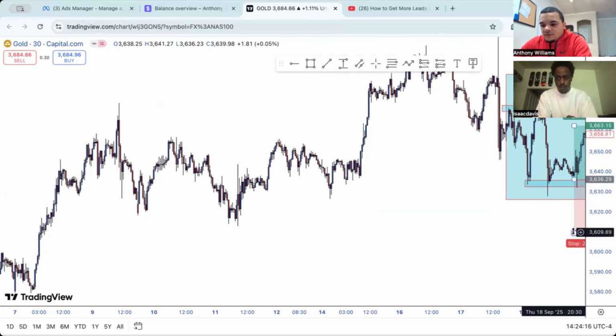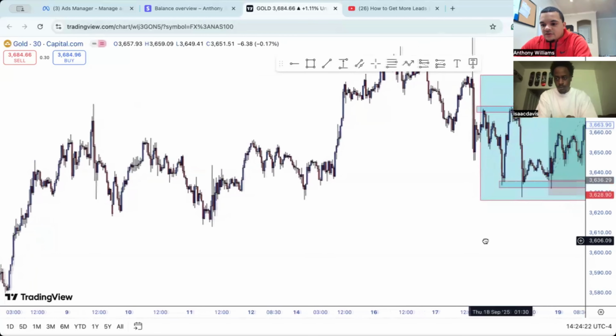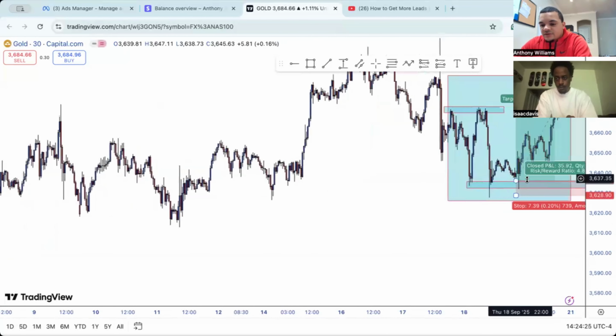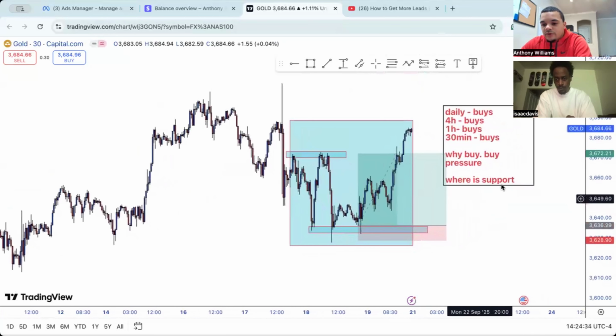Let me take this. And it takes off because it's bouncing on that support. And you had two opportunities. Opportunity one, and opportunity two. This is where you place your buy. So you say, where is your support?